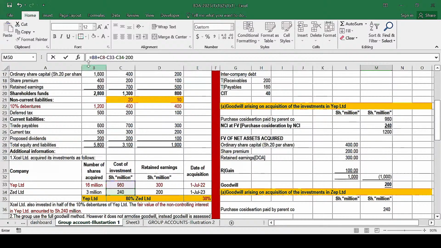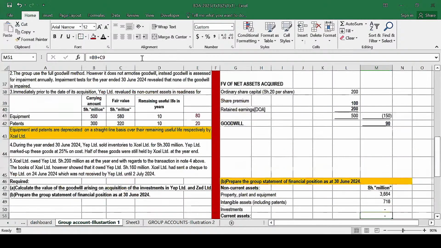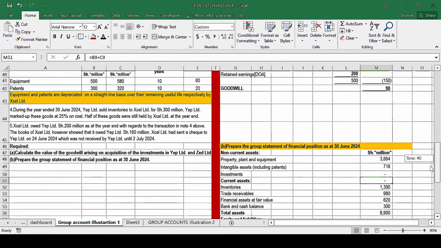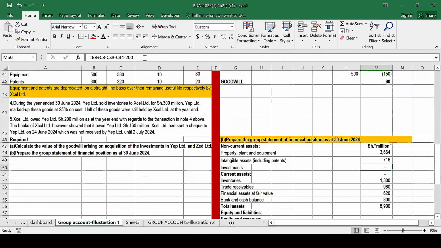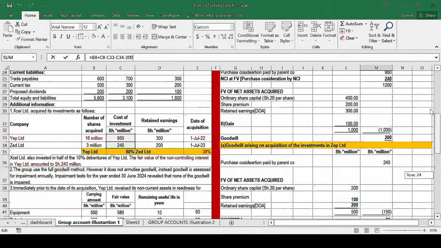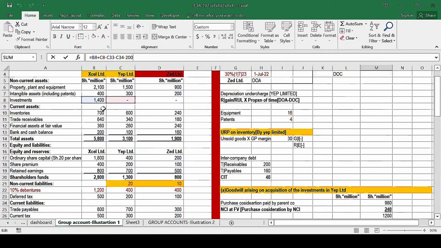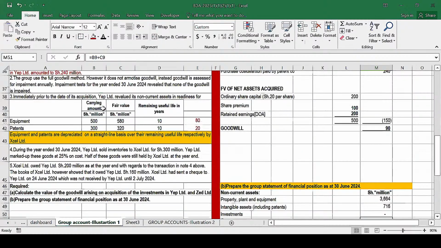I hope you can see what we have done. We have basically deducted the amount paid in acquiring shares of subsidiary, amount paid in acquiring shares of associate, and the amount paid in acquiring the debentures. And I hope you can see that amount is coming now to 0, because this is basically the amount the parent company had invested in the two companies. So that one should not be included here.